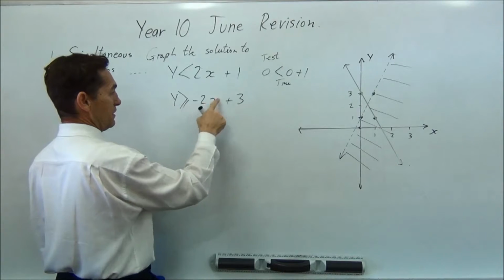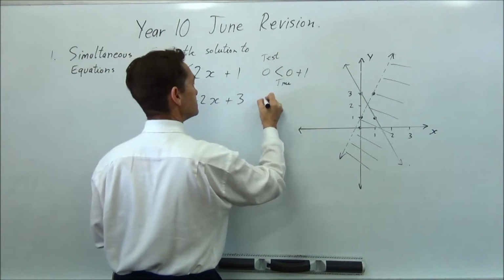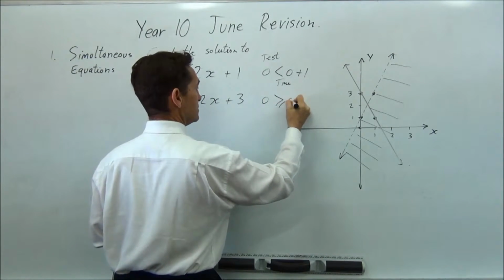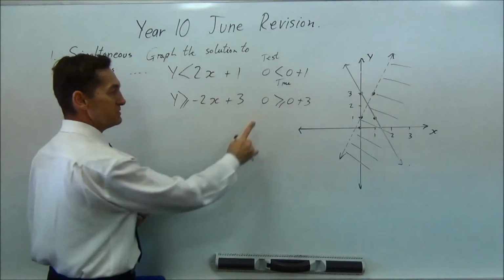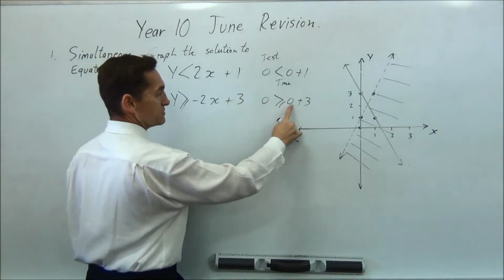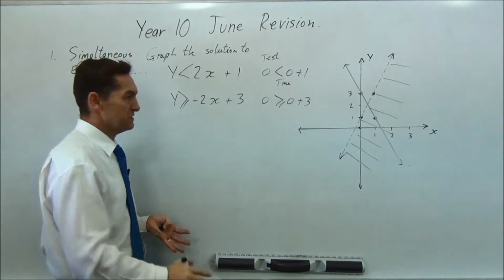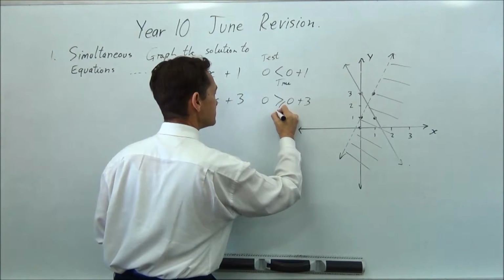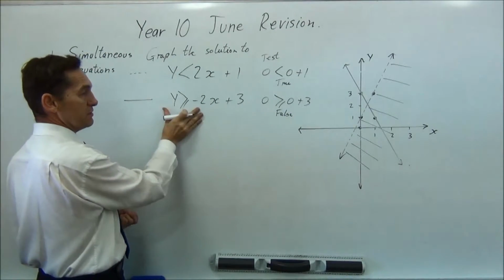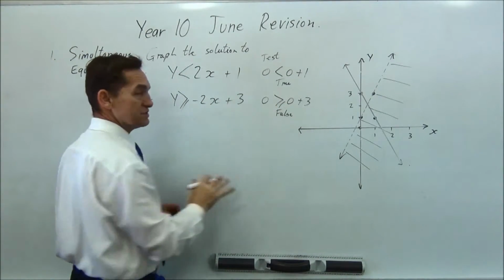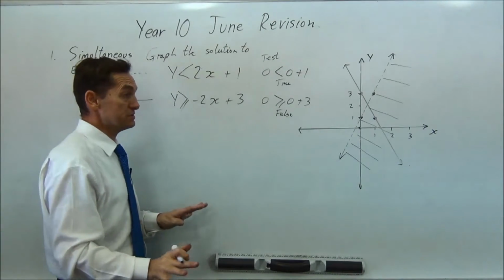So 0, this is a 0, and we've got 3. So 0 is greater than or equal to 0 plus 3. This is my test. Is that true or false? Is 0 bigger than or equal to 3? No chance. 0 is definitely not bigger than 3, so that's false. So for this line, which is our solid line, 0, 0 is false, so we don't colour in 0.